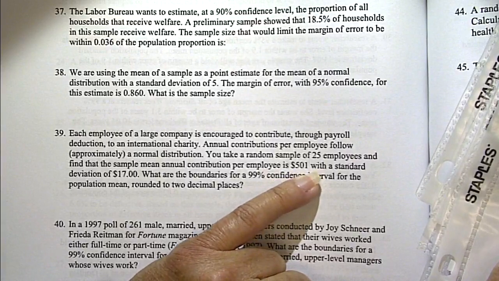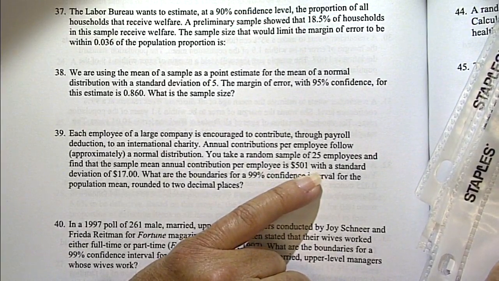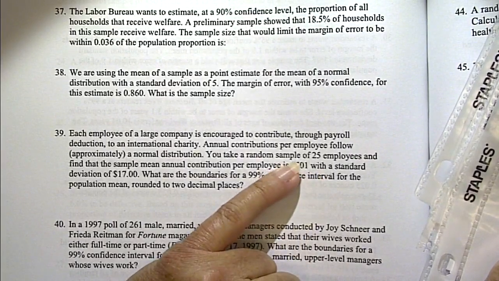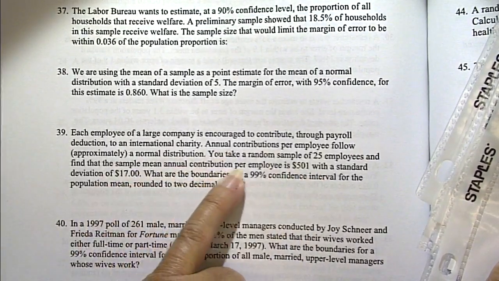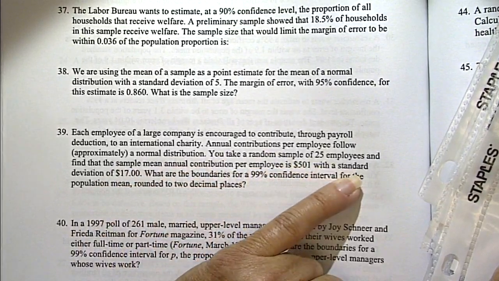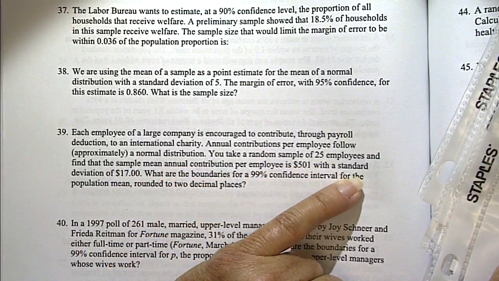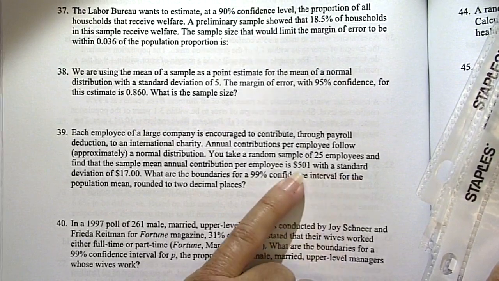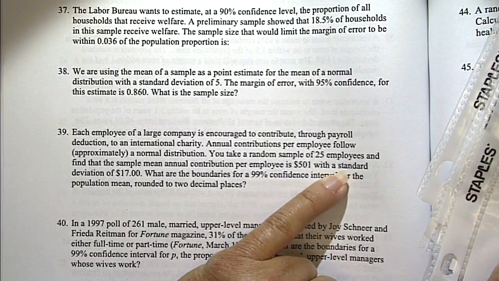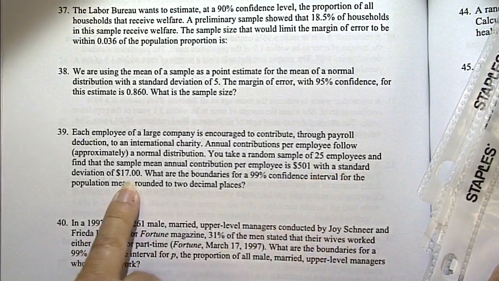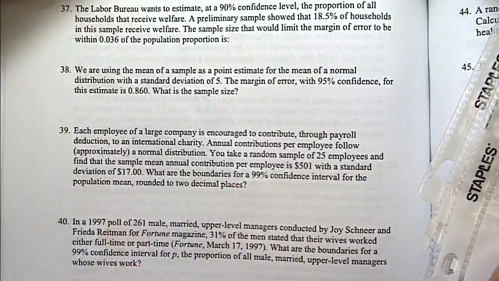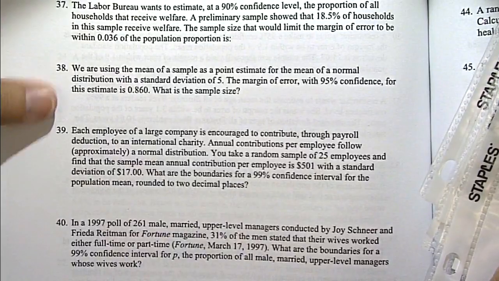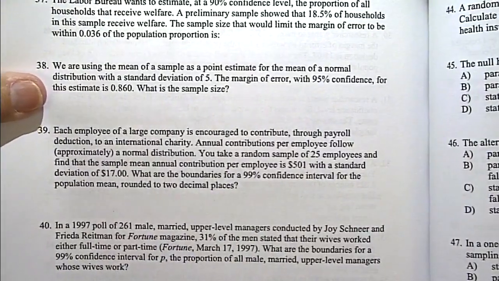And then look what it says, with a standard deviation. Now, it doesn't say anything about the population. It says, we took this sample, we found the sample annual contribution and the sample standard deviation, right? That's how you know that this does not have a population standard deviation given to you. It was talking about the sample here, it's still talking about the sample here. So we have a sample standard deviation, and we want a 99% confidence interval for the population mean, rounded to 2 decimal places at the end.